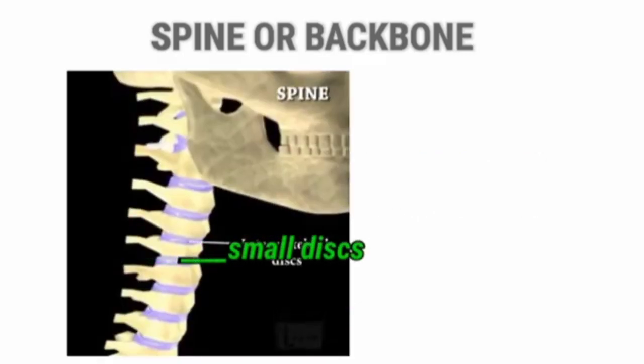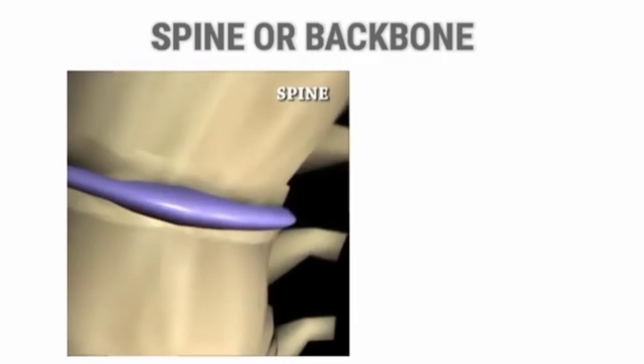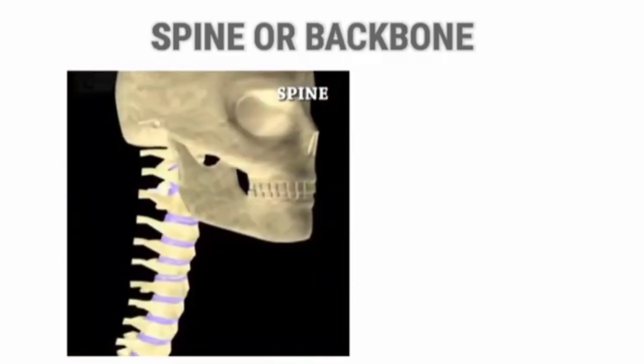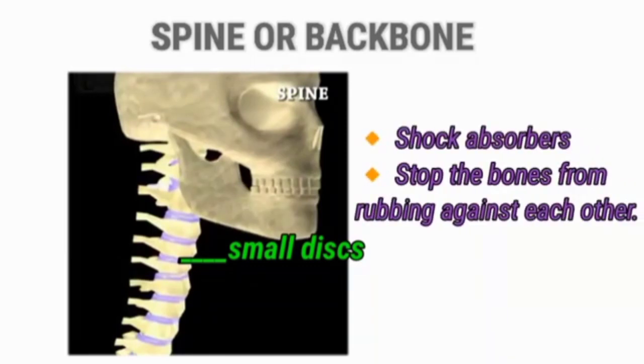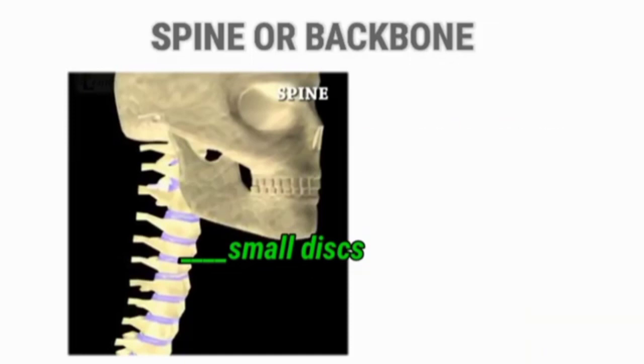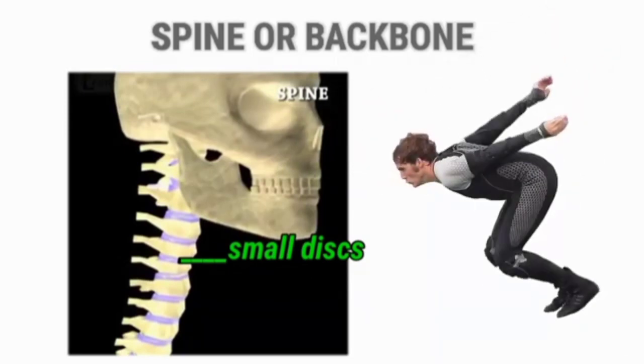Here, there are small discs made up of cartilage between each vertebra. As we know, cartilage is nothing but a strong substance in the places where our bones join. These small discs act like shock absorbers and also stop the bones from rubbing against each other. The vertebra can move slightly through the joints, so we can bend or twist our back.